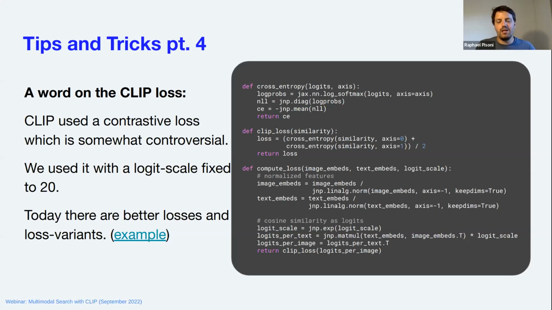I want to say that the CLIP loss today is a little bit controversial. One reason for that is that it pushes away all embeddings, no matter how far or close they are to the query embedding. So that might cause some instability or some kind of wiggle of the semantic clusters. And today, I would say that there are better losses in general that can be used. One example can be found at this link, but there are others out there.